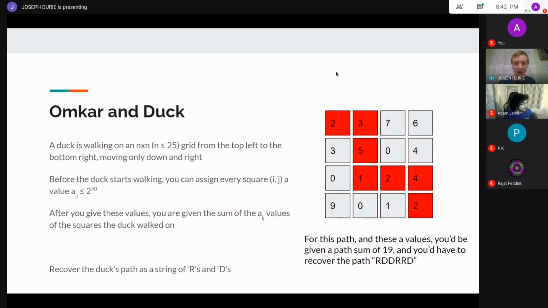And also for this one, really pay attention to the constraints because it's very important.